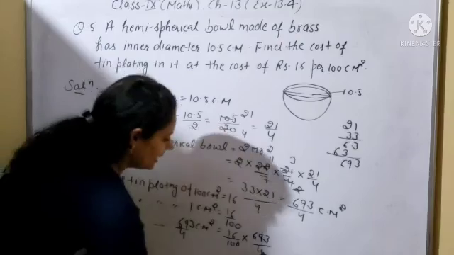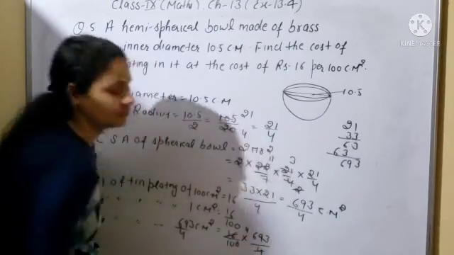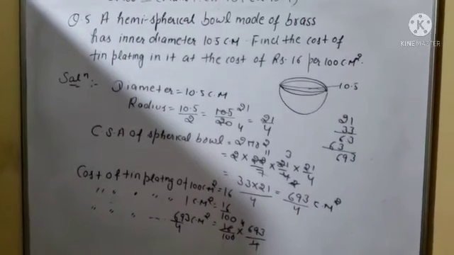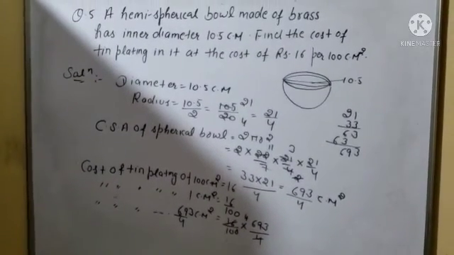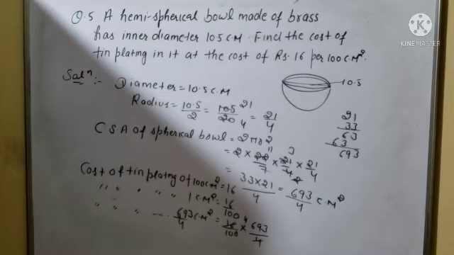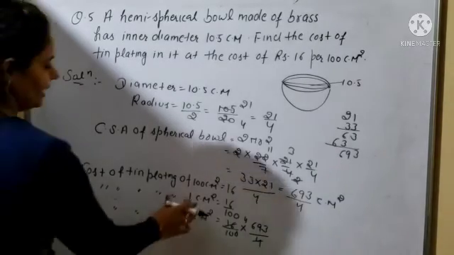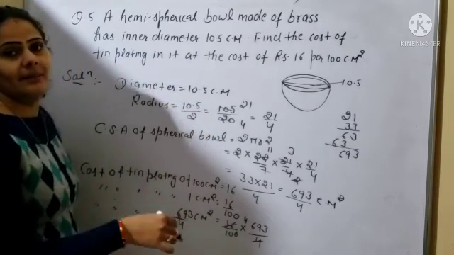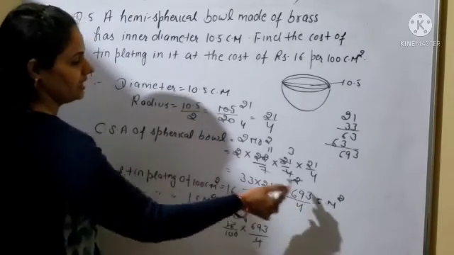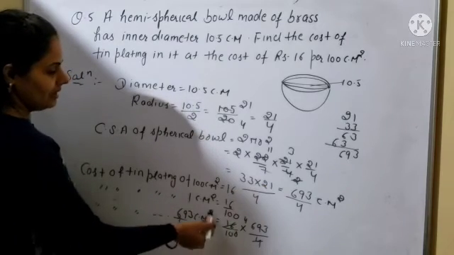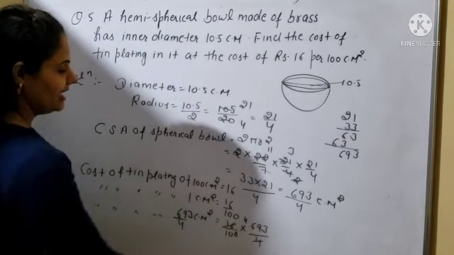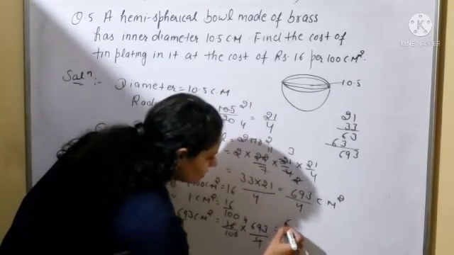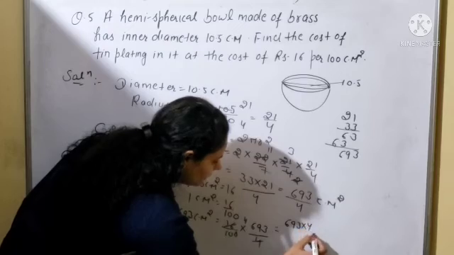Clear? Now you can cancel out 4 4s are 16. Is it visible? Yes. So cost of tin plating of 100 centimeter square is rupees 16. Cost of tin plating of 1 centimeter square will be 16 upon 100. And on what area do we do the tin plating? Curved surface area. And what is curved surface area? 693 by 4 centimeter square. So it will be 16 upon 100 multiply 693 by 4. By 4 you can cancel out 4 4s are 16. Now 693 multiply 4 upon 100.